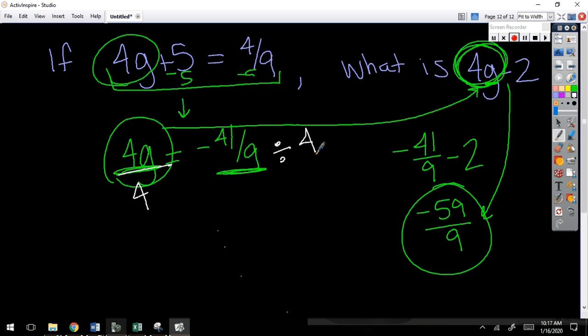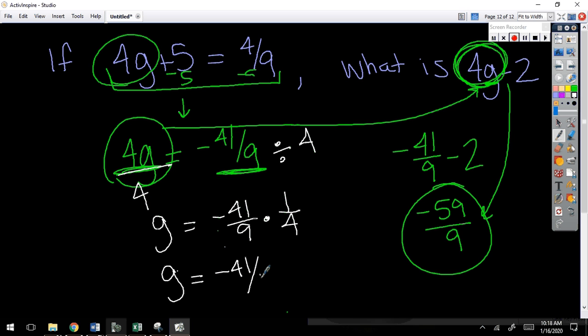And the same thing here. I'm going to think about this kind of opposite of what I did with that fraction. Dividing by a fraction is the same thing as multiplying by a reciprocal. Dividing a fraction by something is the same thing as multiplying by the reciprocal of that something. Right? So I get g is negative 41 over 36.